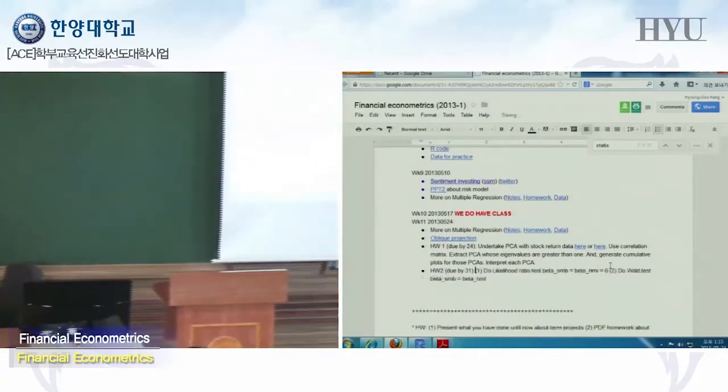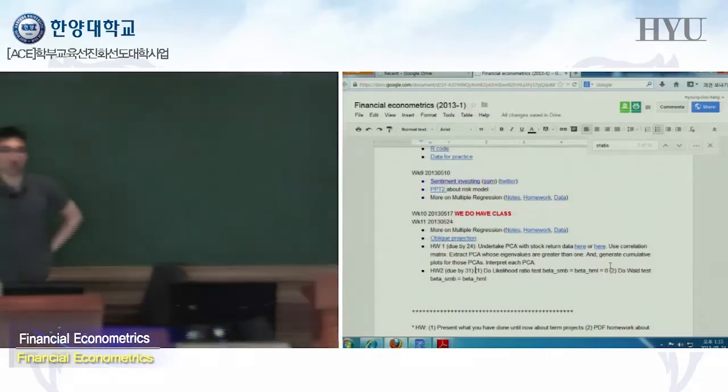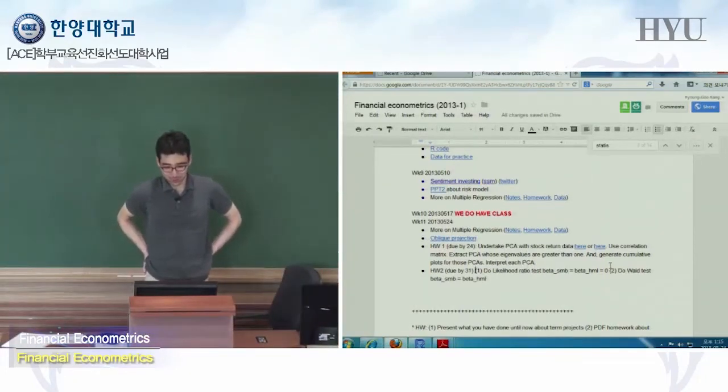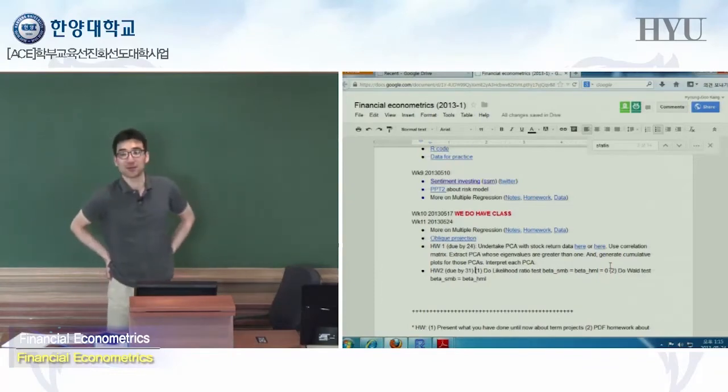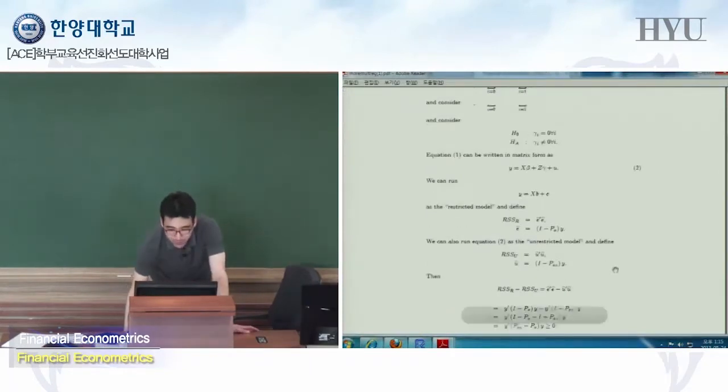Okay, so homework. Do the likelihood ratio test such that beta for SMB and beta for HML are jointly 0, and do the Wald test such that beta SMB and beta HML are the same. Okay. Let's take a look at what the likelihood ratio test and Wald test are.